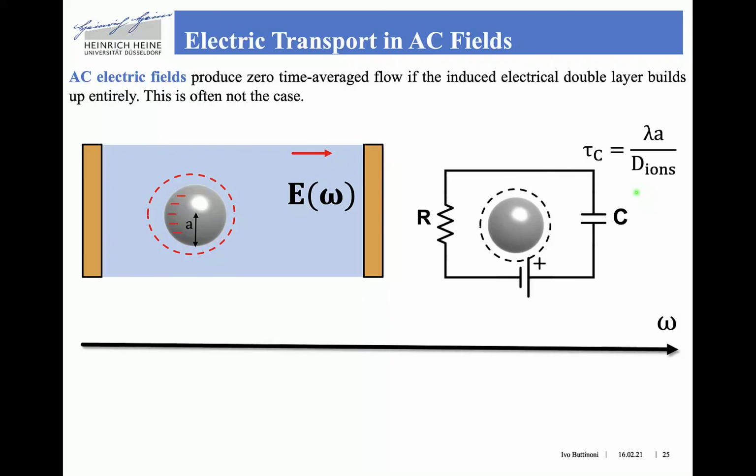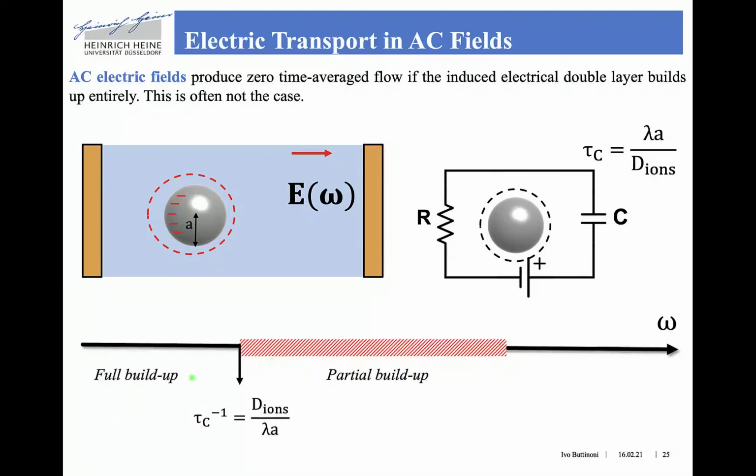So as a result, when the operating frequency of the AC electric field is smaller than the inverse of this charging time tau c, then here we have a full build-up of the electric double layer, and therefore we have a zero time average flow.